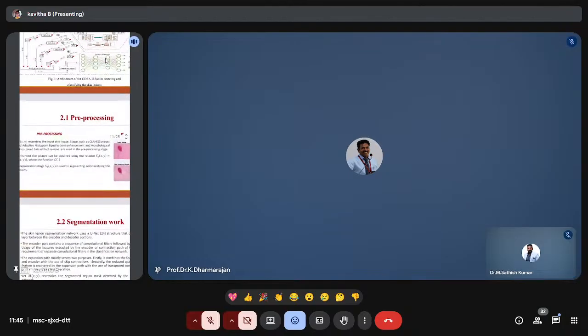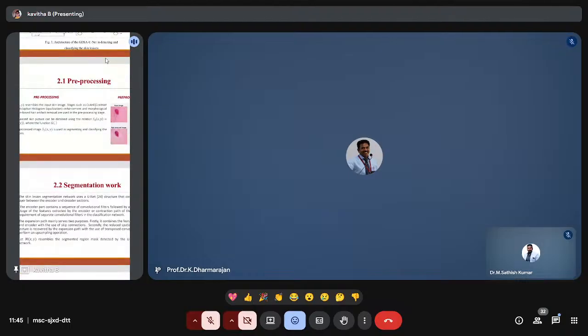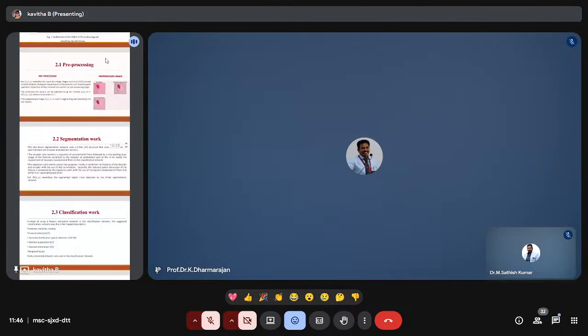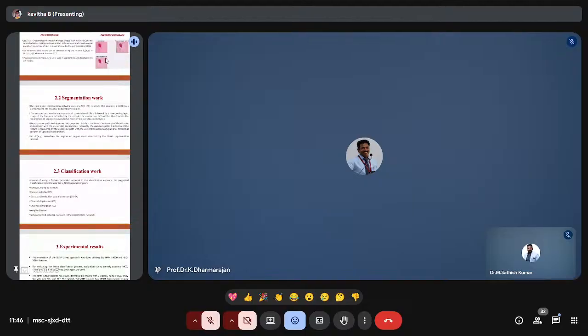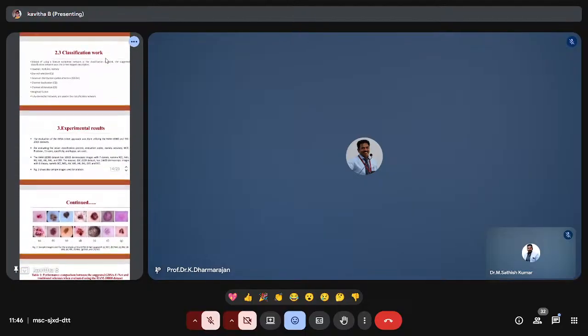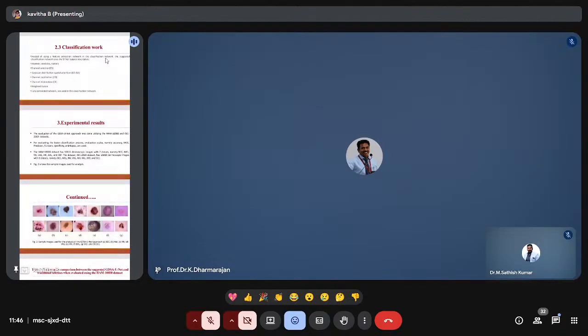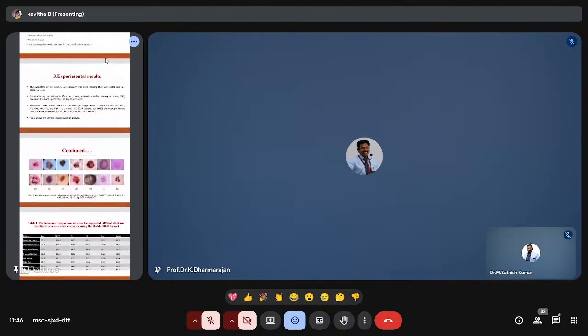First, we have to pre-process the data. Pre-processing in the sense, I am taking input dermoscopic images. For these images, we have to remove the artifacts present in the images for the purpose of segmentation and classification. After that, I have to segment the images. After that, it will classify the images as benign or malignant. So these are the images of cancer and also benign images, sir.